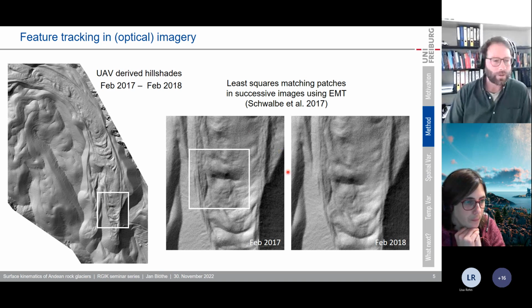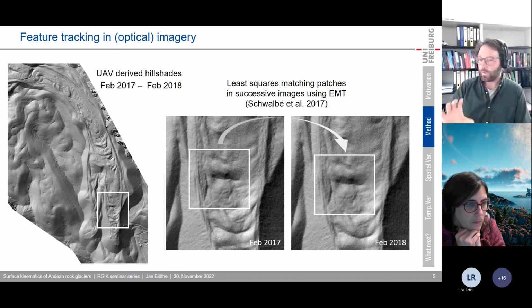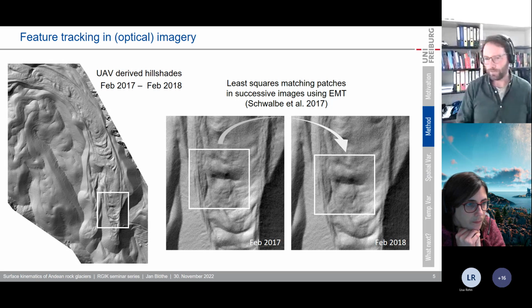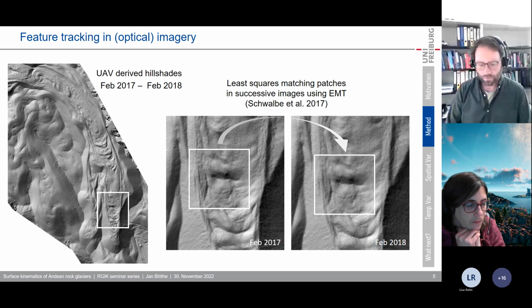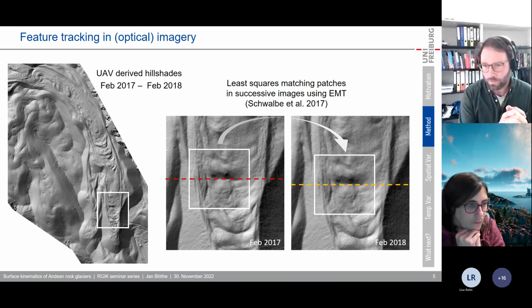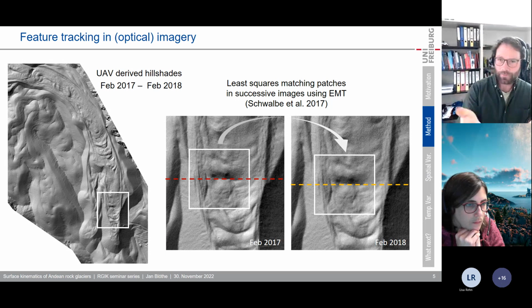That uses a least squares matching approach to actually search the most likely spot of this gray value distribution in the subsequent image. And then if we compare, I just drew some easy lines here for reference. If we compare two points in time, we can see that our rock glacier features, in this case this furrow we are looking at here, we could call that a feature, has moved from one year to the other.